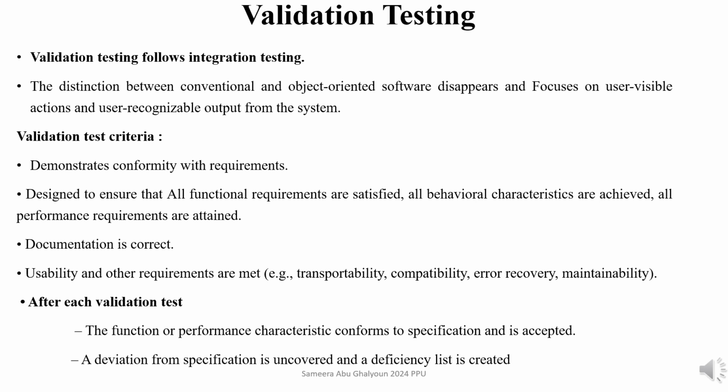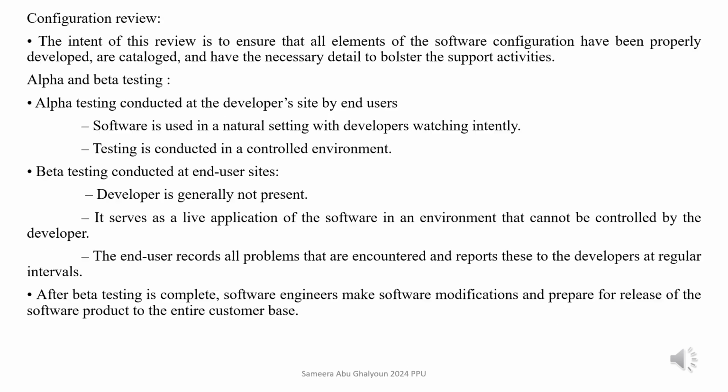3. Documentation is correct. 4. Usability and other requirements are met, e.g., transportability, compatibility, error recovery, maintainability. 5. After each validation test, the function or performance characteristic conforms to specification and is accepted. A deviation from specification is uncovered and a deficiency list is created.